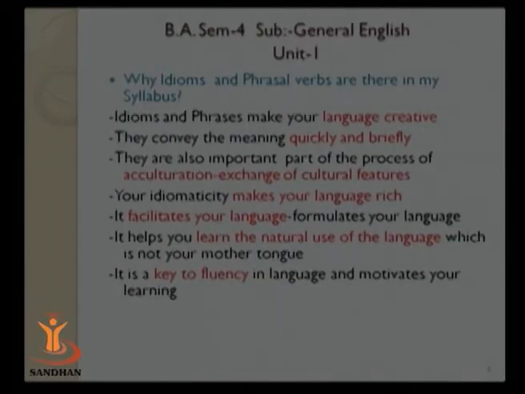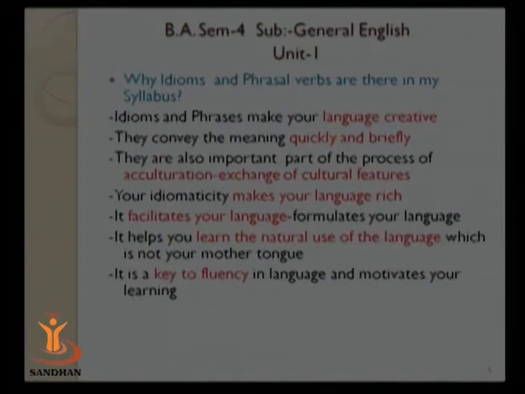It facilitates your language. It formulates your language. It gives your language a standard. It helps you to learn the natural usage of the language. When you speak, when your language is loaded with idioms and phrasal verbs, then your language not only looks rich, but also you look like a learned and natural user of the language.